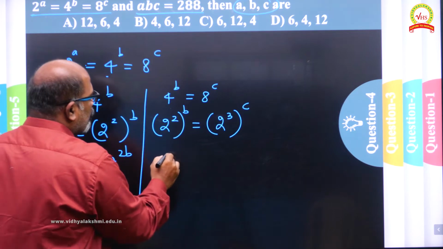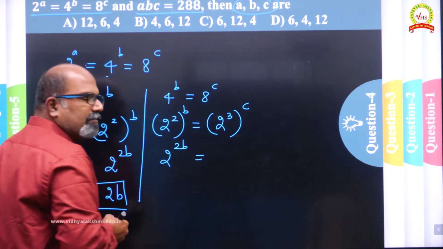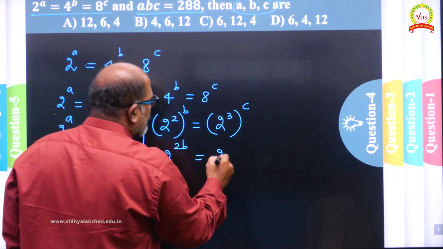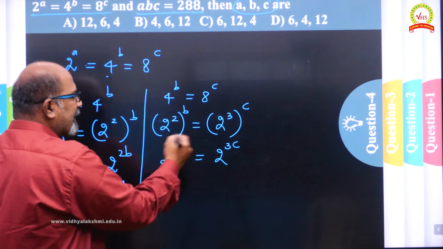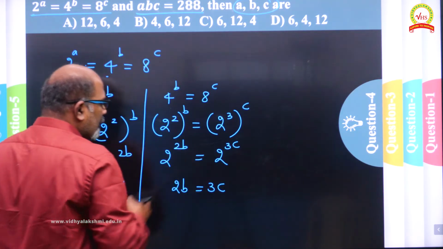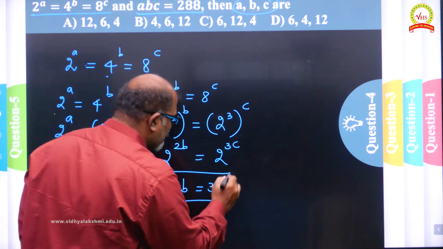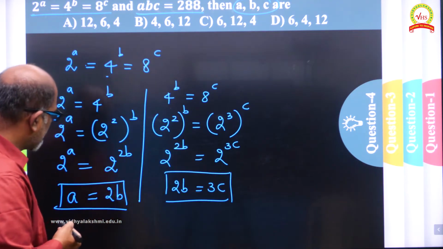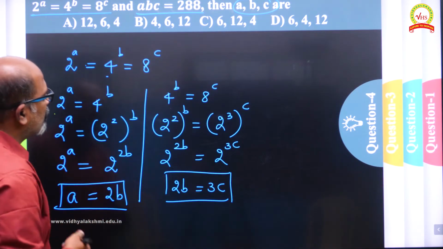So you can see that this is actually 2 power 2b by the power rule of exponents, and here we will have 2 power 3c. Bases are the same, so the exponents can be equated. So 2b is equal to 3c. So these are the two relations we are getting. Another relation is also possible. That's nice. Let me do the problem using these two relations.